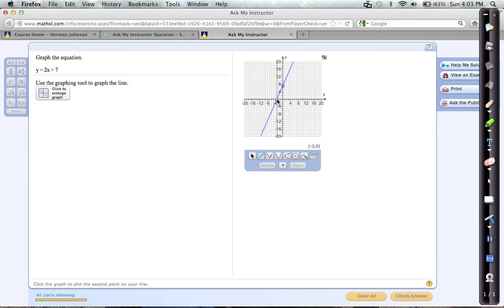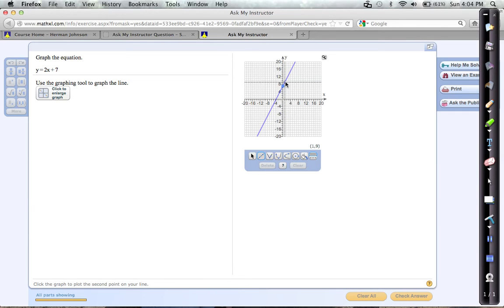Why not 1? If we let x equal 1, well, what's y going to be equal to? Well, let's take a look at this. If we let x equal 1, we have 2 times 1, plus 7. So 2 times 1 is 2, plus 7, and that comes out to be 9. So we know that when x is equal to 1, y is going to be equal to 9.